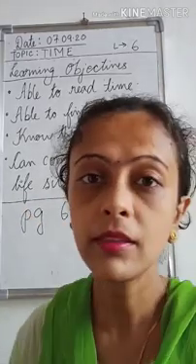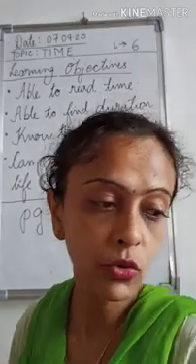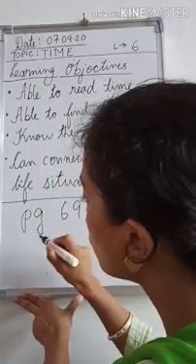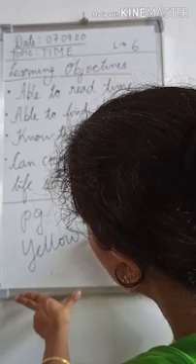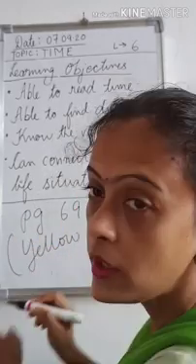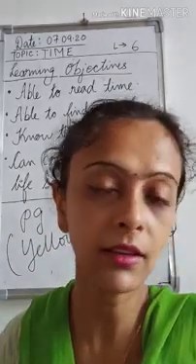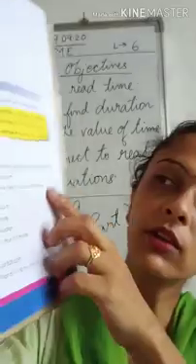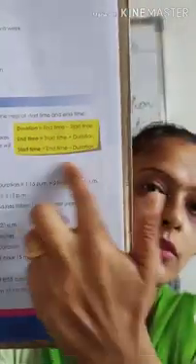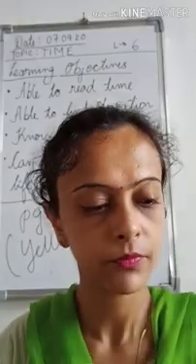Page number 69, you can see a yellow part is shown there. You will first note it down in your copies. Note down the yellow part. You can see 3 lines are written there. Everybody will note it down now. You can see this is the yellow part. Please note it down in your copies now.